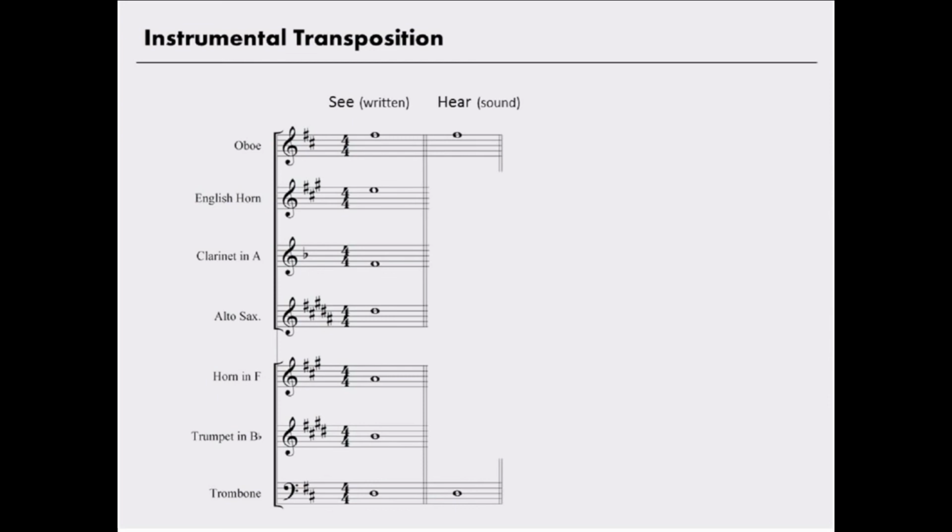The English horn, as we know, is in the key of F, but even if we didn't know that, we could make a pretty good guess by looking at the relationship between the key signatures. D is a perfect fifth lower than A, so the sound must be a perfect fifth lower than the notation. And so the written E would sound an A.